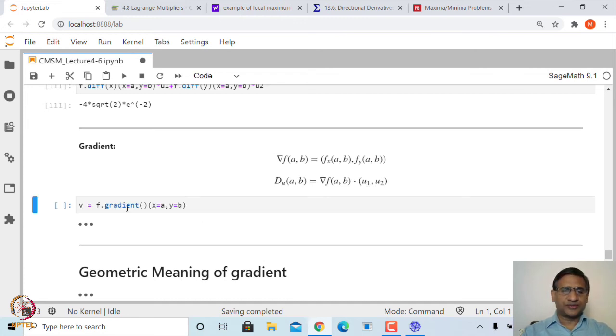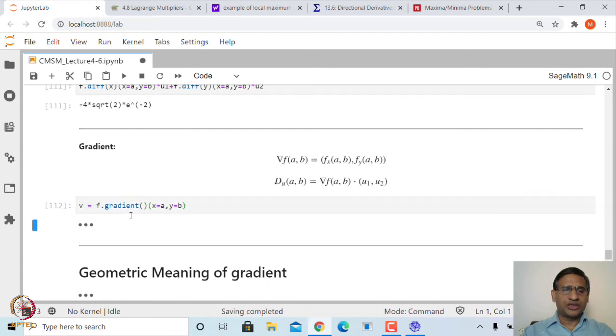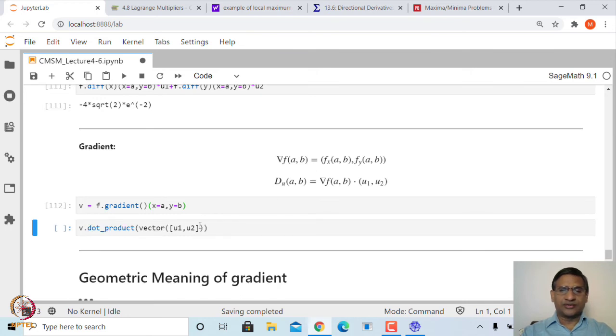So let us look at the gradient of a function. You can find it using f dot gradient at any point (a, b). So this is the gradient, and it is a vector. Gradient is a vector, and you can verify this.